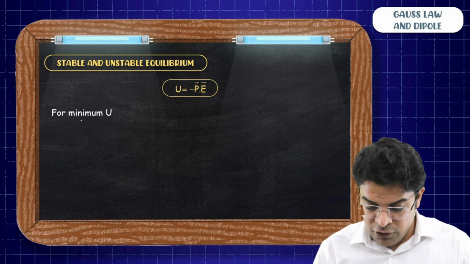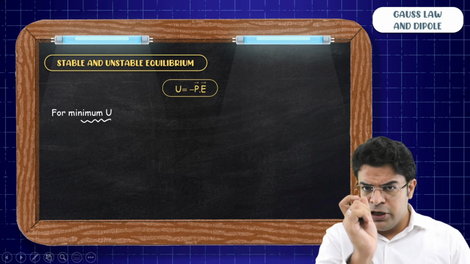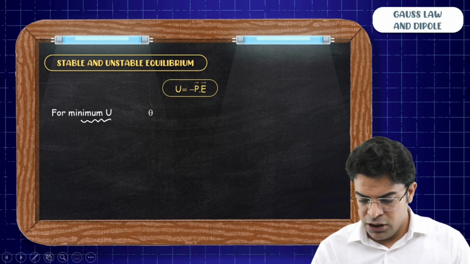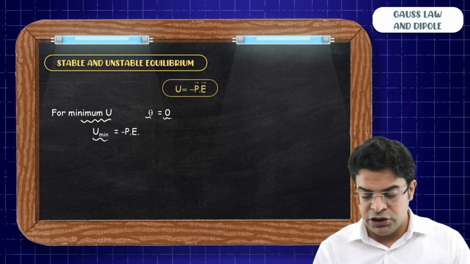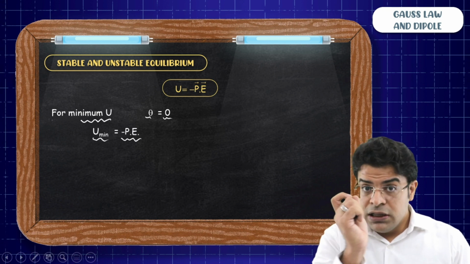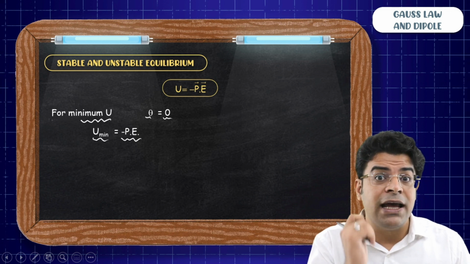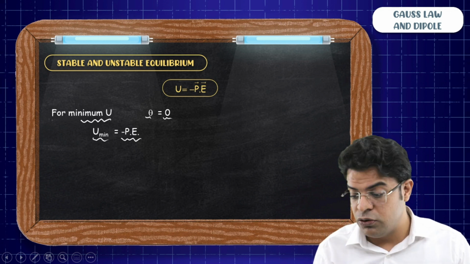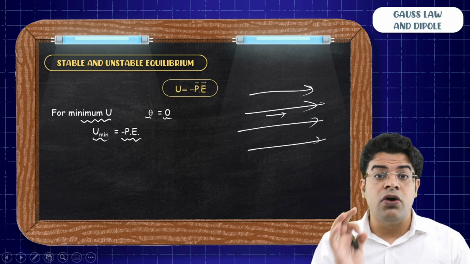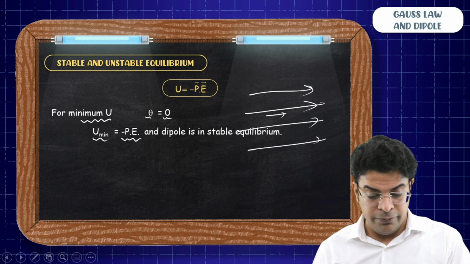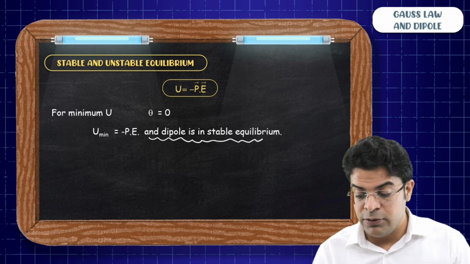So for the minimum value of U, the minimum possible potential energy, theta should be 0, and you get the minimum possible potential energy equal to minus Pe. This position, for which the potential energy is minimum, theta equals 0, when the dipole is parallel to the electric field, is called the position of stable equilibrium, and the dipole is in stable equilibrium.